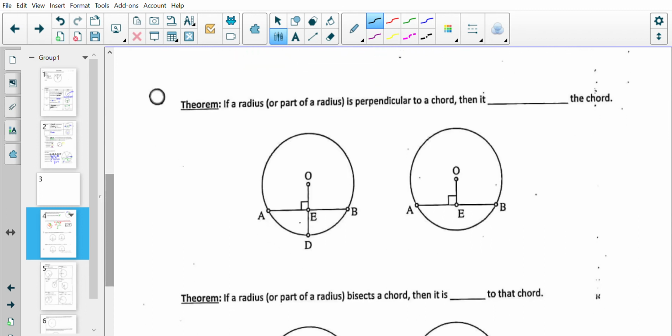Okay, theorem. If a radius or part of a radius, so it doesn't have to actually extend all the way to make it a radius, is perpendicular to a chord, then it bisects the chord.